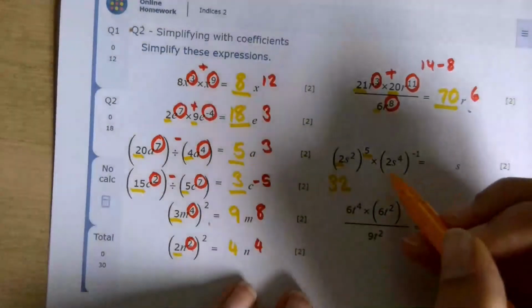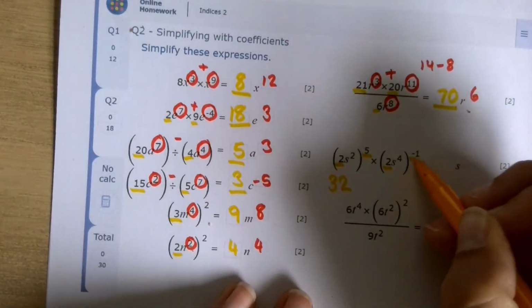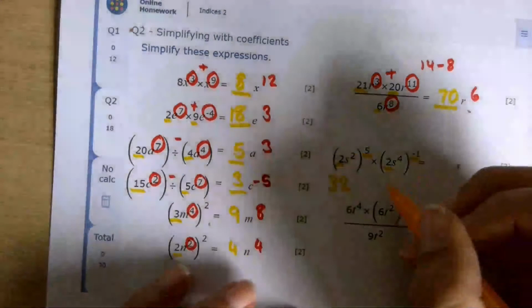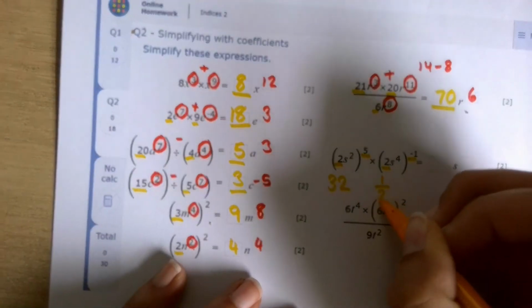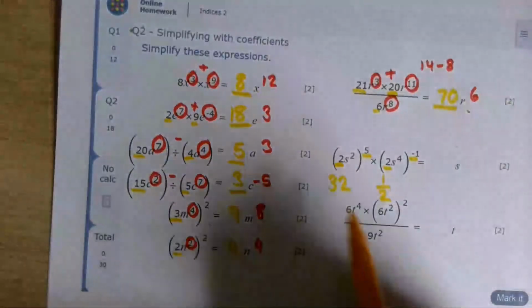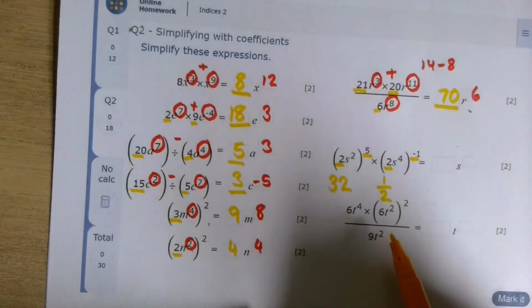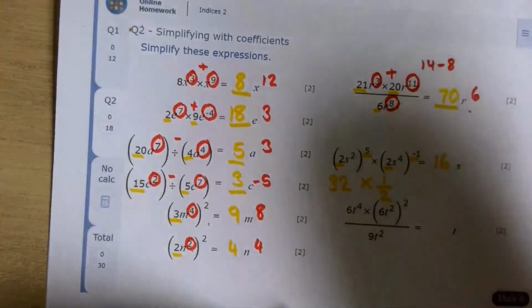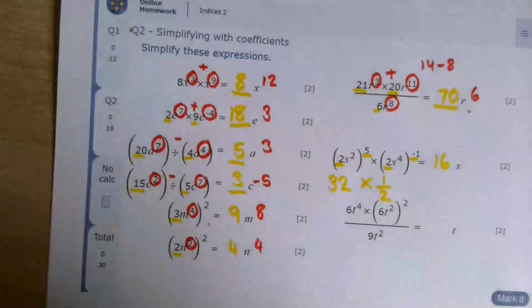And then over here we've got 2 to the power of -1. Now remember what we said? Negative powers are reciprocals. The reciprocal of 2 is 1 over 2. It's 1 over 2 to the power of 1, which is just 2. So it's 32 times a half. What is 32 times a half? 16.